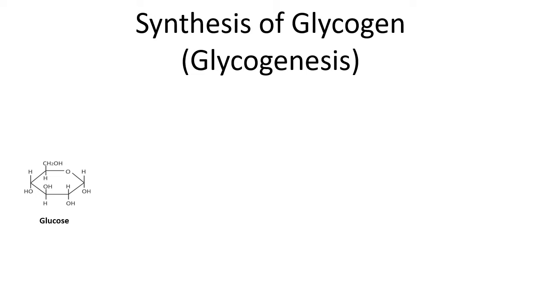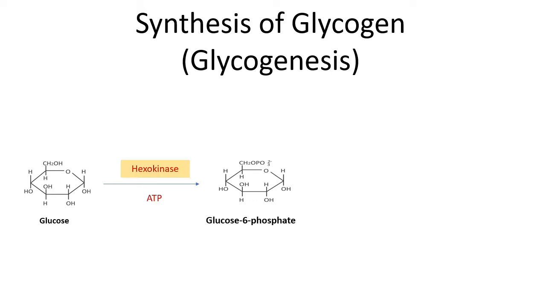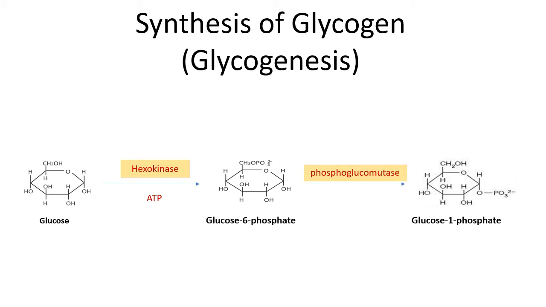Synthesis of glycogen requires the coordinated action of a number of enzymes. Glucose enters the cells via special glucose transporters, being phosphorylated to glucose 6-phosphate by hexokinase isozymes using ATP. The next step is the isomerization of glucose 6-phosphate to glucose 1-phosphate via phosphoglucomutase. This enzyme transfers the phosphate group from C6 of glucose 6-phosphate to C1, converting it to glucose 1-phosphate.